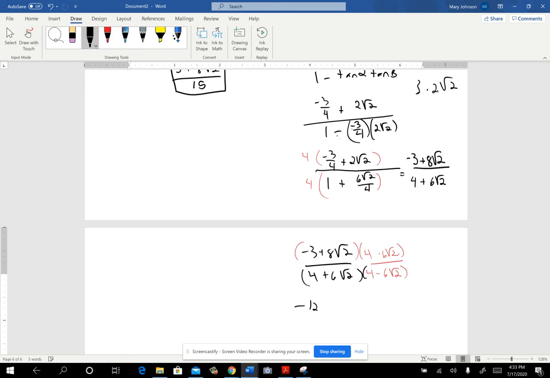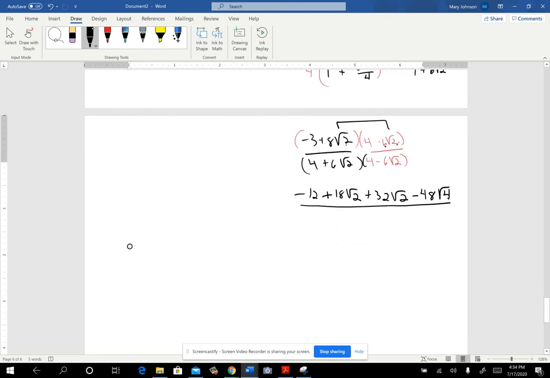So we have a negative 12 plus 18 square root of 2 plus 32 square root of 2 minus 48 square root of 4. Remember when you multiply these, that the 8 times 6 go together and the square root of 2 becomes square root of 4, which will simplify down even more. 4 times 4 is 16. Outside would be minus 24 square root of 2. The inside would be plus 24 square root of 2. And then at the end, we have minus 36 times square root of 4.